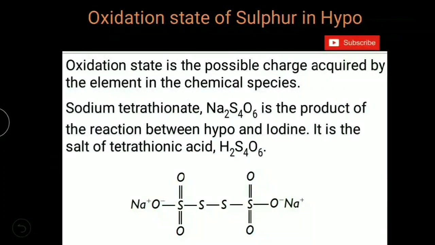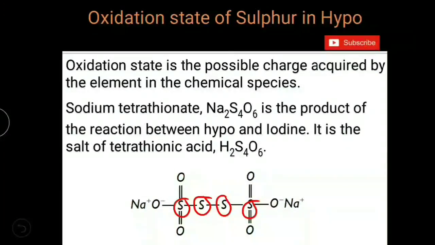Here you can see 4 sulfur atoms, in which these 2 sulfur atoms have more bonds, so we call them central sulfur atoms, and the remaining 2 sulfur atoms have fewer bonds, so we call them terminal sulfur atoms. In oxyacids of sulfur or their salts, a sulfur atom which has more bonds is called the central atom, and a sulfur atom which has fewer bonds is called a terminal sulfur atom. So we have 2 central sulfur atoms and 2 terminal sulfur atoms.